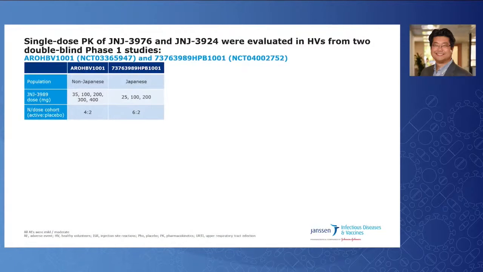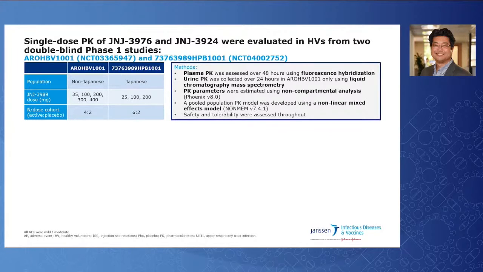Single-dose pharmacokinetics of J&J-3976 and J&J-3924 were evaluated in healthy volunteers from 2 phase 1 studies. ARO-HBV 1001 was the first in-human single-ascending dose study evaluating doses between 35 and 400 milligrams in the non-Japanese population. For each dose, 6 subjects were enrolled, 4 on active, 2 on placebo. Subsequently, we designed a Japanese PK bridging study, the HPV 1001 study, to assess in parallel 3 doses, 25, 100, and 200 milligrams. For each dose, we enrolled 8 subjects, 6 on active, 2 on placebo.